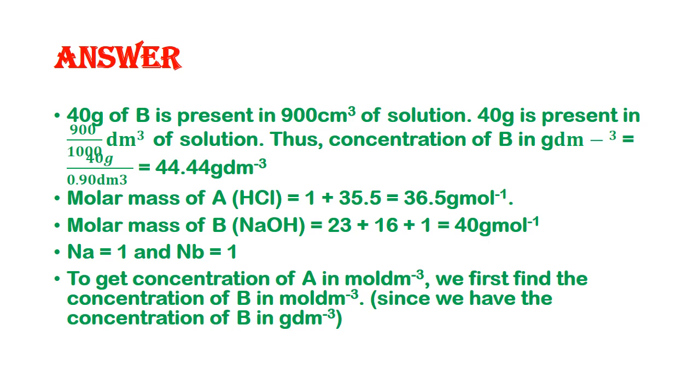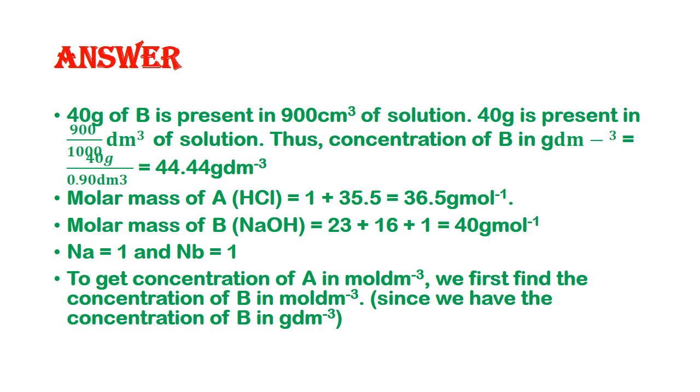Then the molar mass of B. All these things you calculate, you write them down first, so that when you are solving, it doesn't give you problem. So the molar mass of B, which is sodium hydroxide, is 23 plus 16 plus 1, equal to 40 gram per mole. So of course, you know that Na is equal to 1 and Nb equal to 1.